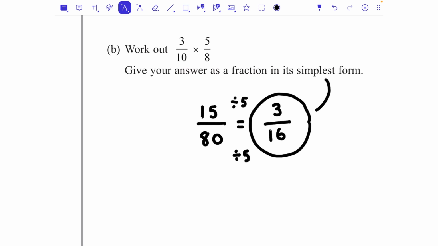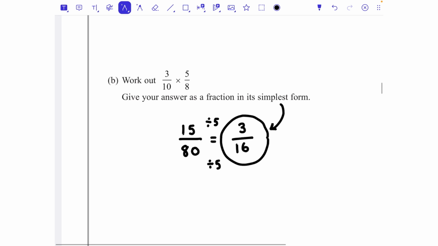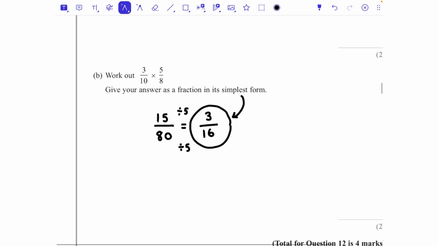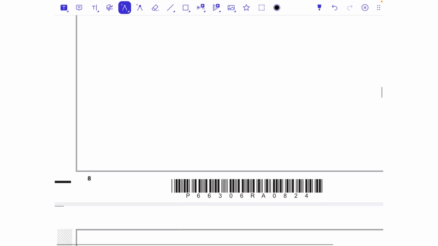We had to give that one in its simplest form, but with the one above, if you didn't, you still got full marks on that one. So there we go, that's 2 marks.